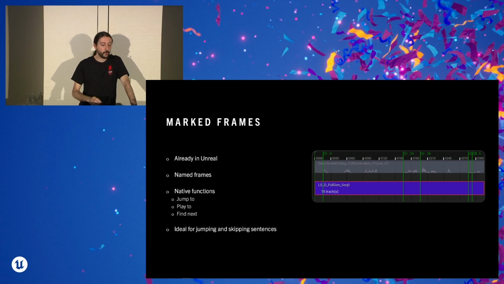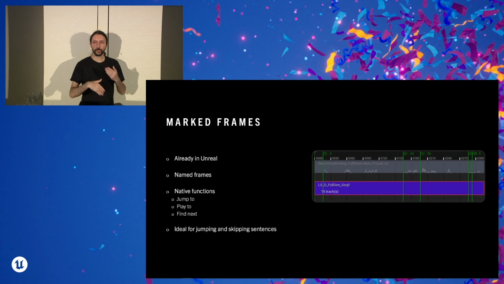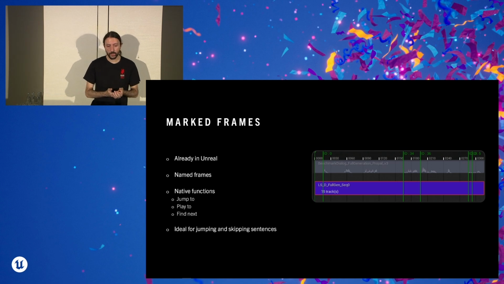It's great for skipping sentences. That's what we are using right now to skip sentences. And we recompute where they should be every time you save the sequence. Because maybe you are working on a cinematic and your cinematic designer will switch something and change the value of a subtitle or put it somewhere else. It recomputes when you save.